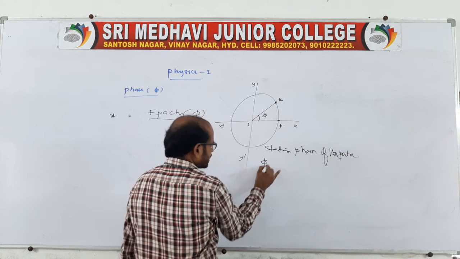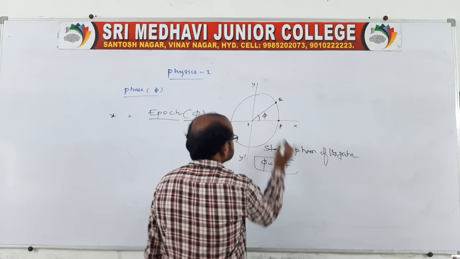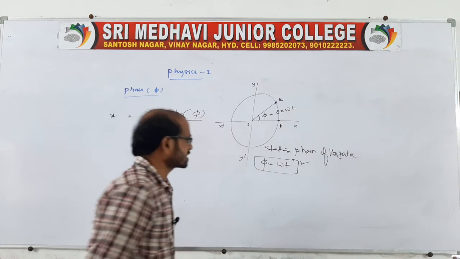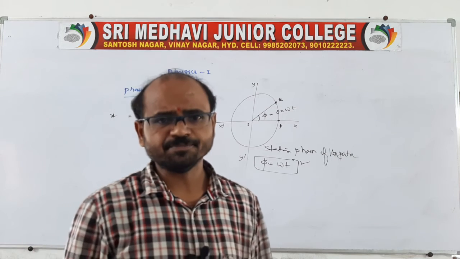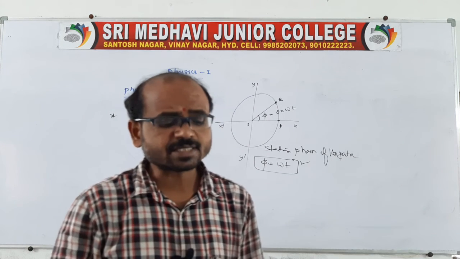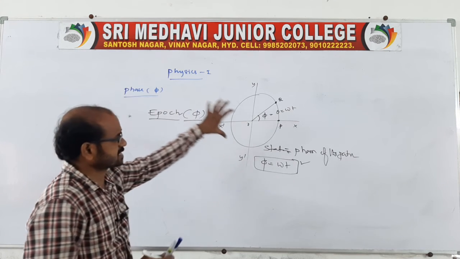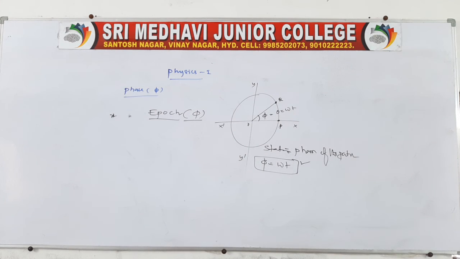So we can also write it as omega t, because theta is equal to omega t, no? Yes. The starting phase is phi is equal to omega t. So epoch means the starting phase of a particle, which we call the epoch.